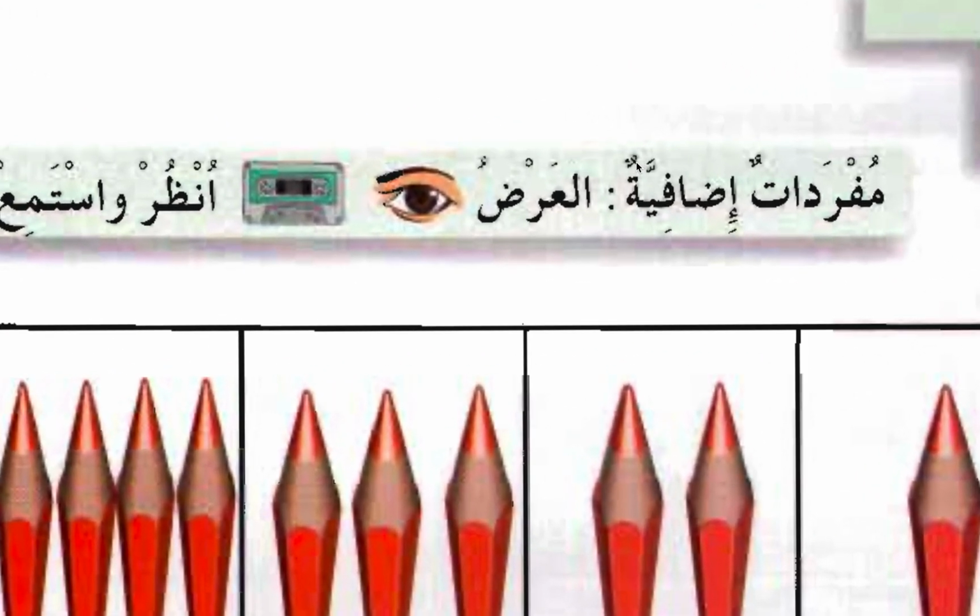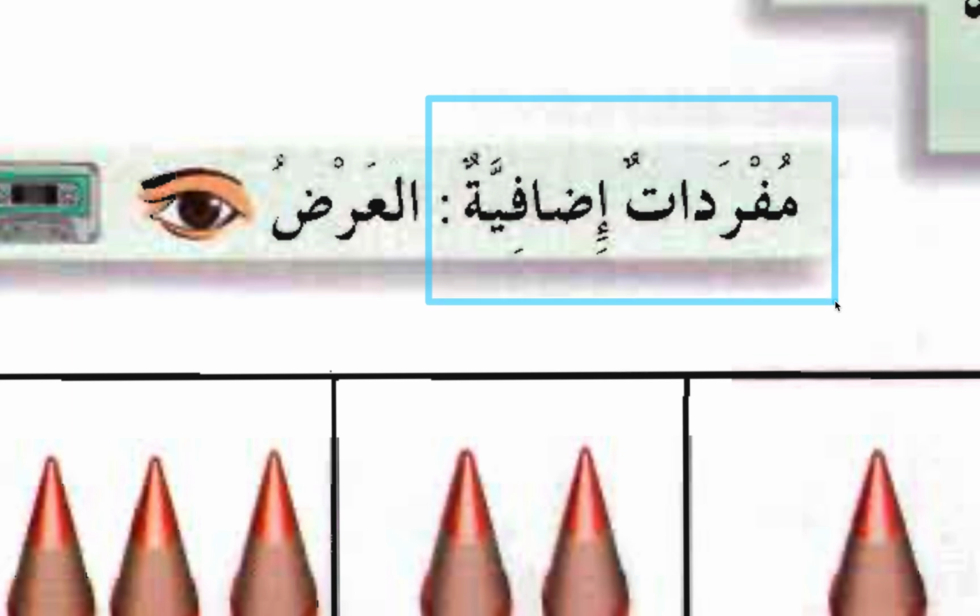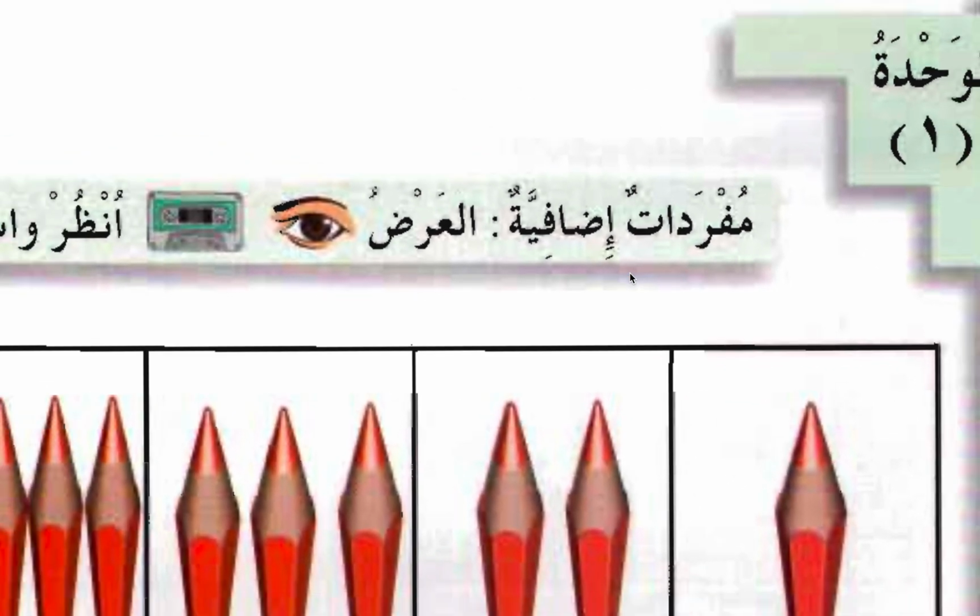So here we have this new title. Okay, so we have mufradatun idafiyatun. Mufradatun idafiyatun. So mufradat, I believe we covered this. Mufradat is vocabulary, alright? And idafiya is extra, okay? So this is extra vocabulary. So beyond what we learned, this is extra vocabulary.